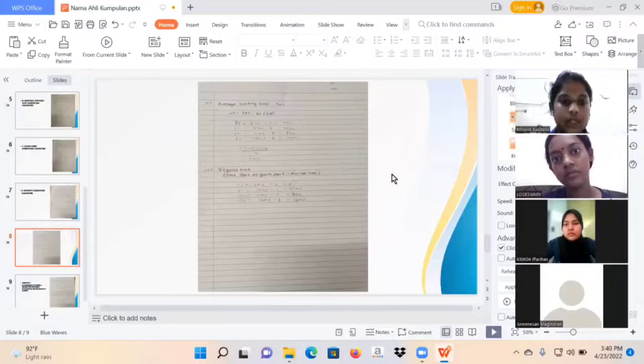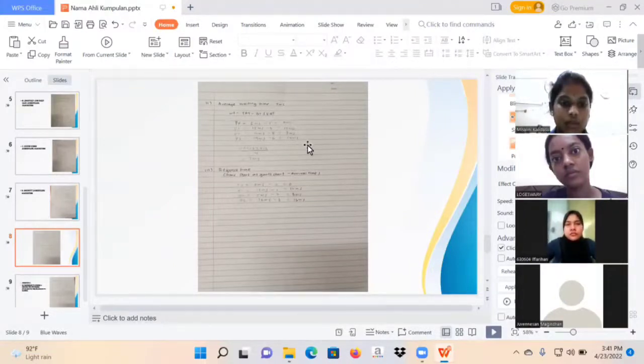The next one, average waiting time. WT equals TAT minus burst time. P0 equals 5 milliseconds minus 5, gets 0 milliseconds. P1 equals 50 milliseconds minus 3, gets 12 milliseconds. P2 equals 11 milliseconds minus 8, equals 3 milliseconds. P3 equals 19 milliseconds minus 6, gets 13 milliseconds. Total all: 0 plus 12 plus 3 plus 13, divided by 4, gets 7 milliseconds.